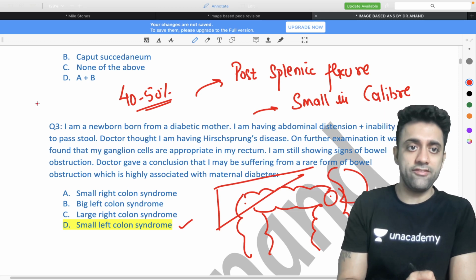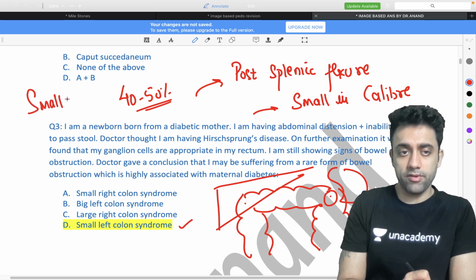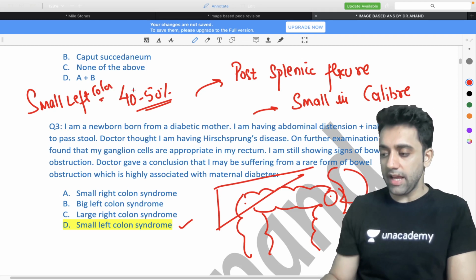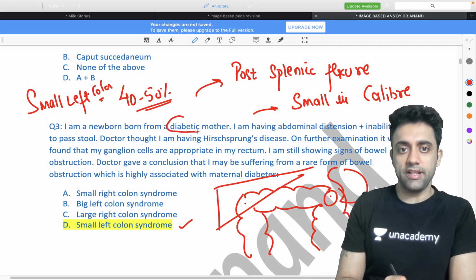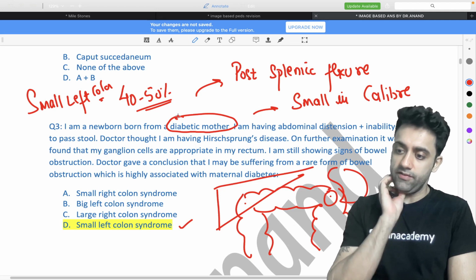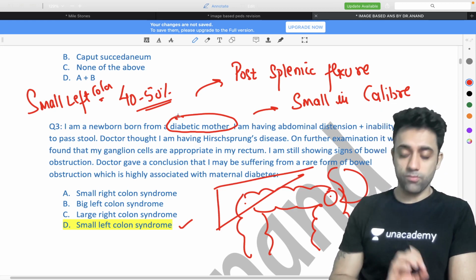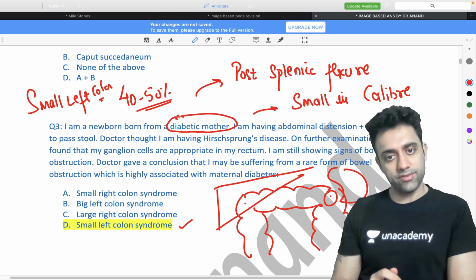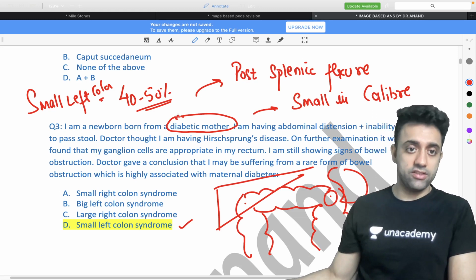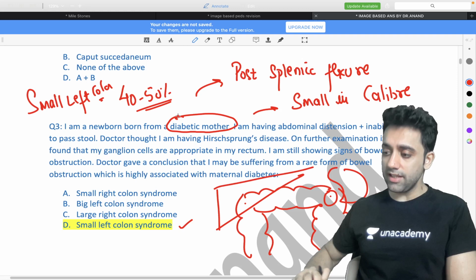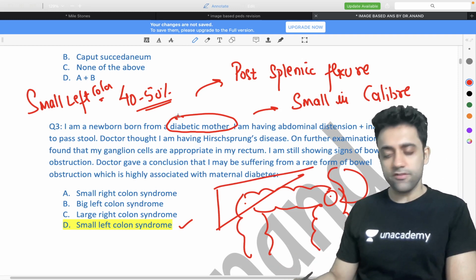of cases of small left colon are associated with diabetes mellitus. So 40 to 50% of all cases of small left colon are associated with diabetes mellitus. So the best answer for this question is our small left colon syndrome.